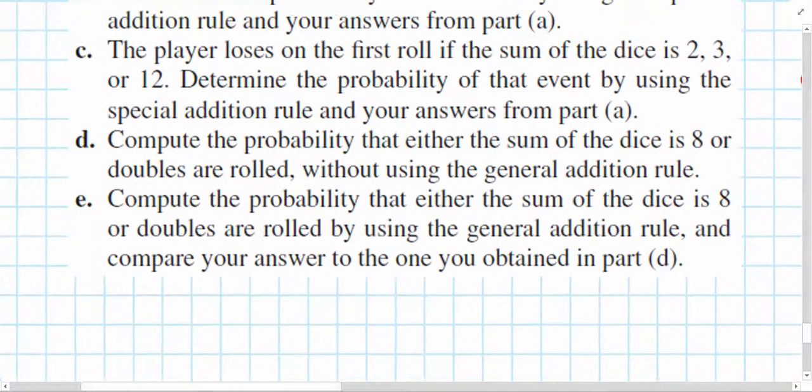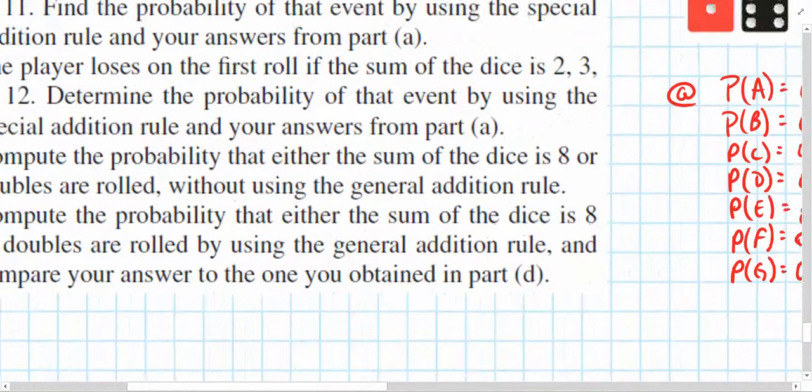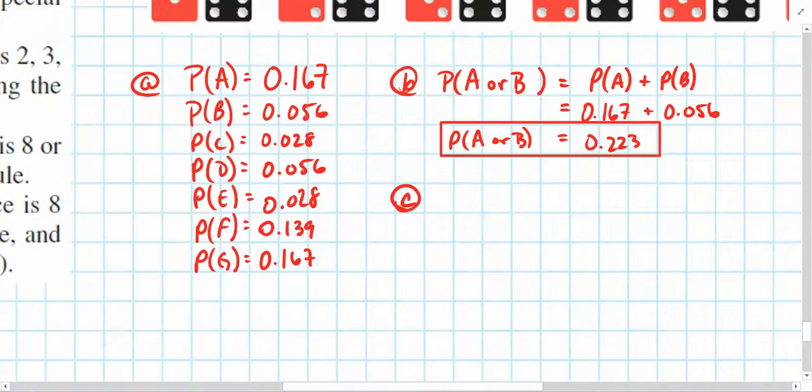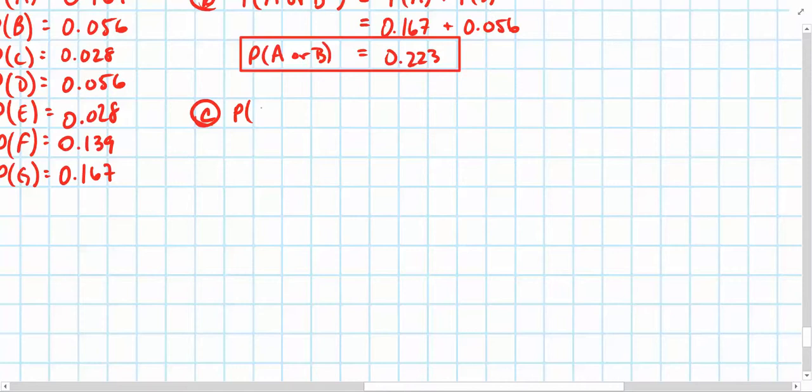Let's look at this other scenario. The player loses on the first roll if the sum of the dice is a 2, 3, or 12. So the probability of rolling a 2 or a 3 or a 12 on the first roll means that you lose. Now, are these events mutually exclusive? You should be asking yourself that right off the bat.